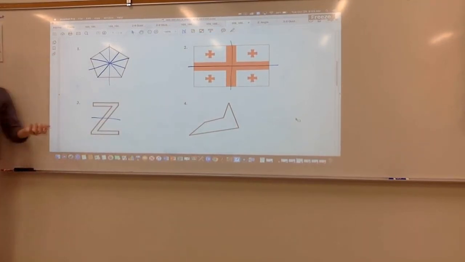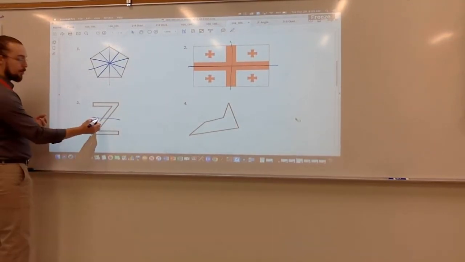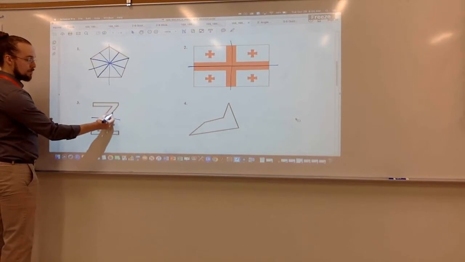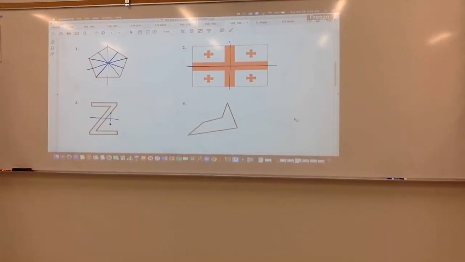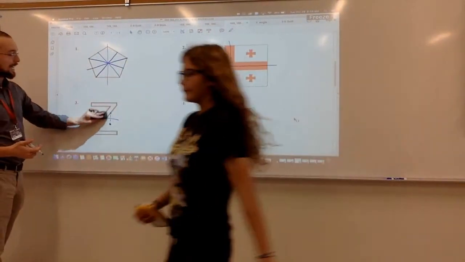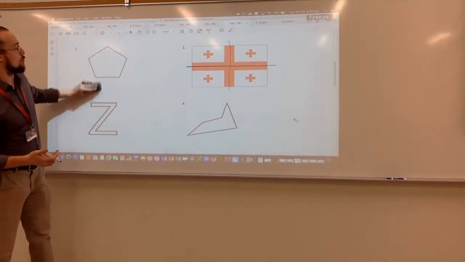The big idea, especially for this one, is if you think this is a line of reflection, pick out a point, go that same distance to the line of reflection and see if there's a point on the other side. In this case, there's not. So you can check yourself using our rules of reflections that we've been talking about.